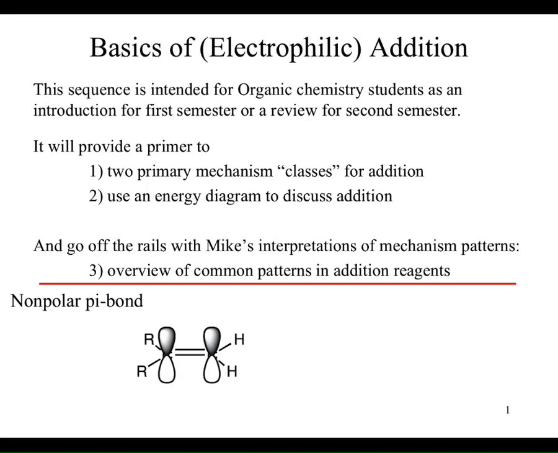To start it all off, what we're starting with is a non-polar pi bond. So we're looking at typically alkenes, so just a carbon-carbon double bond. But these same reactions will also apply to alkynes. There are some subtle things you do got to watch out for when you shift to the alkyne, but for the most part, the chemistry is pretty much the same.